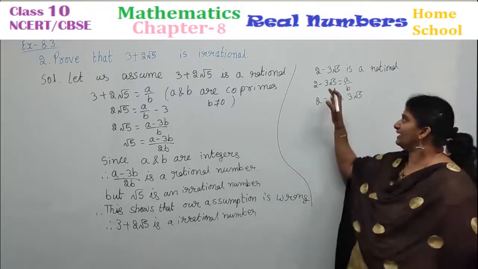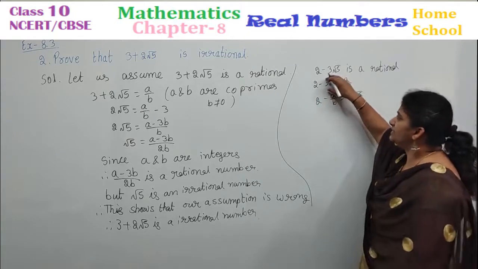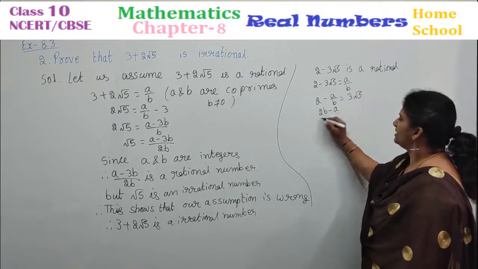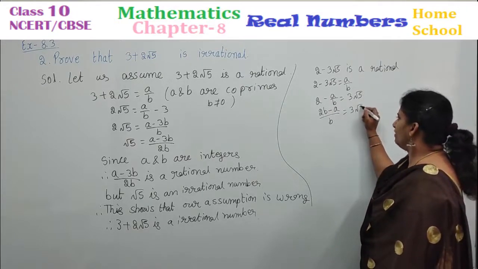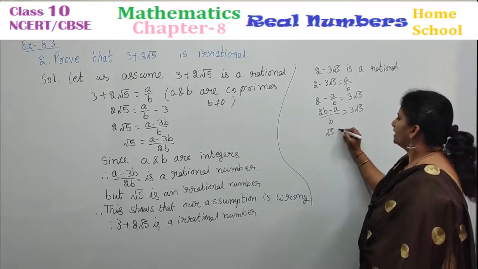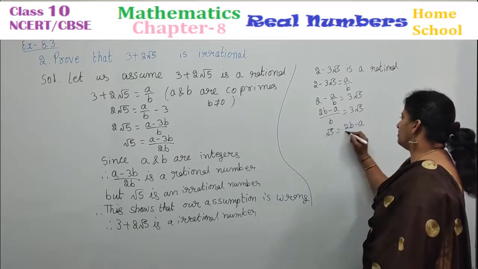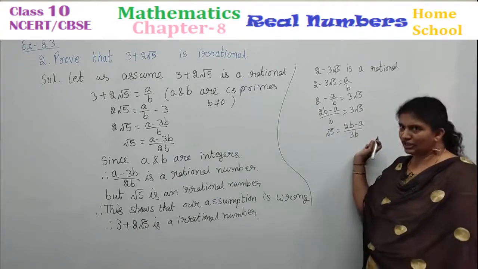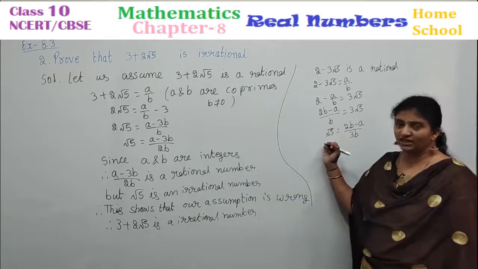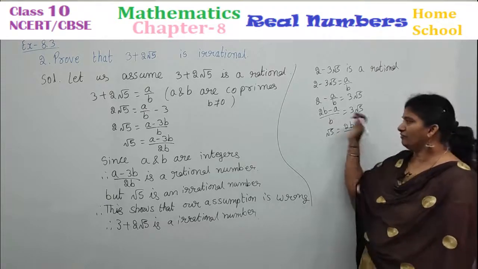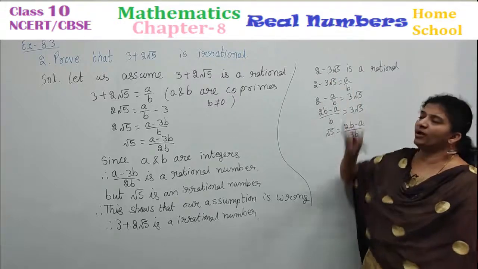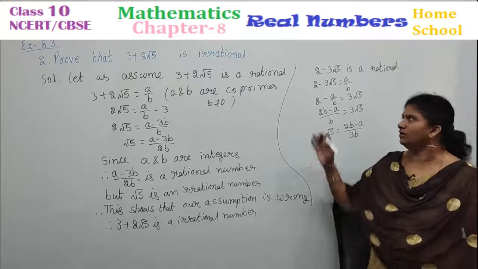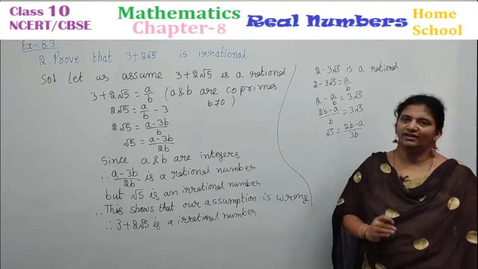When you have a negative, better try to send this part to the other side. Now (2b minus a) by b is equal to 3 root 5. Finally, I may write it as (2b minus a) by 3b, and at a time reverse. (2b minus a) by 3b is a rational number and root 5 is not a rational number, it is an irrational number. Therefore, finally I can say that 2 minus 3 root 5 is an irrational number, as my assumption is wrong.